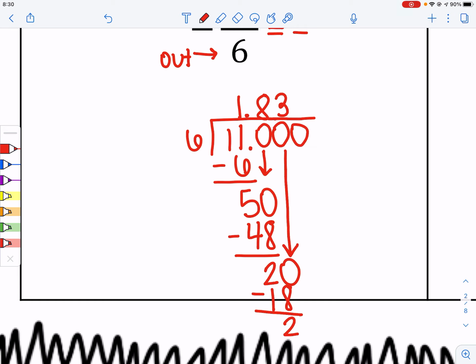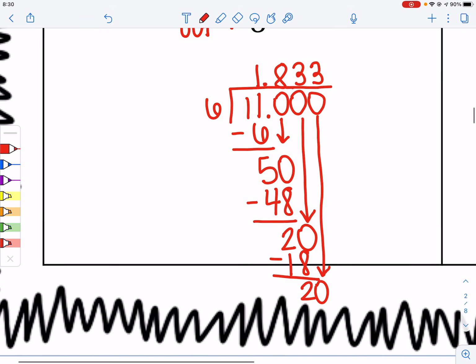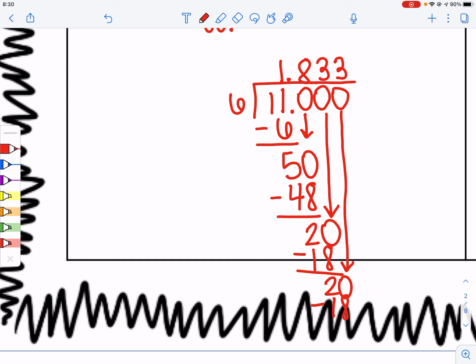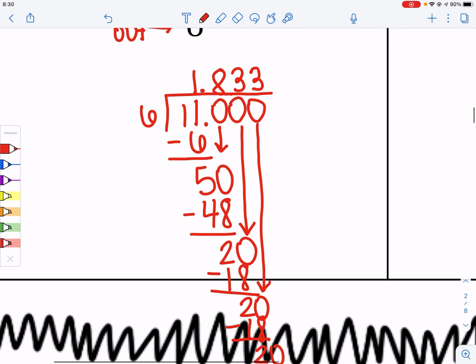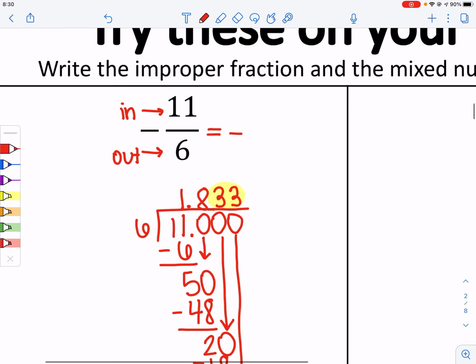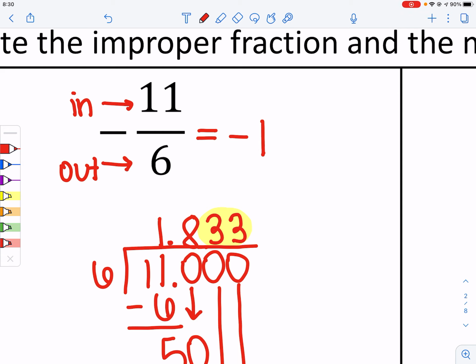And then notice what's happening here: I keep getting 20 minus 18 is 2. I'd get another 3. And then I have to take away 18, and I would get 2 again. I'd get another 20. So my pattern is happening here, and what's happening with my pattern is that this 3 keeps repeating. Okay, so negative 1.833.